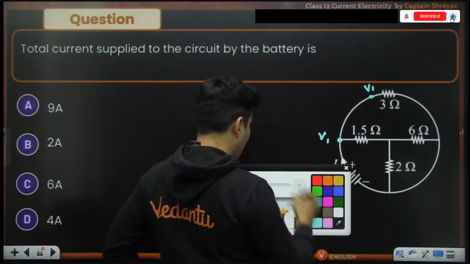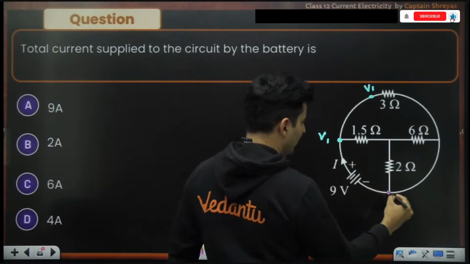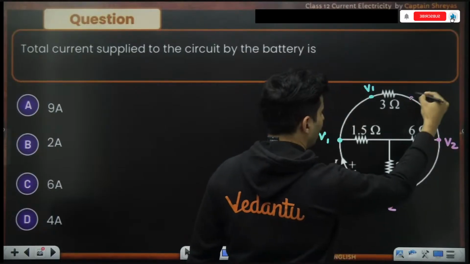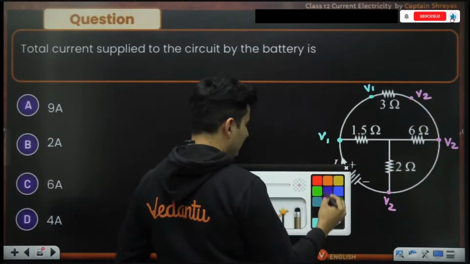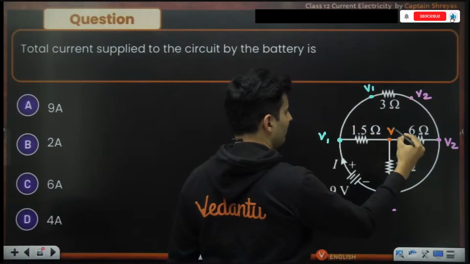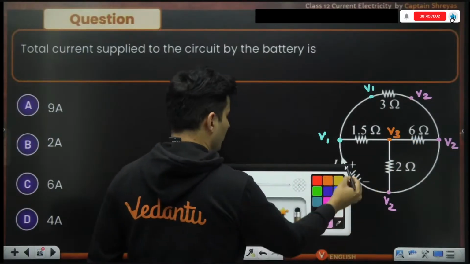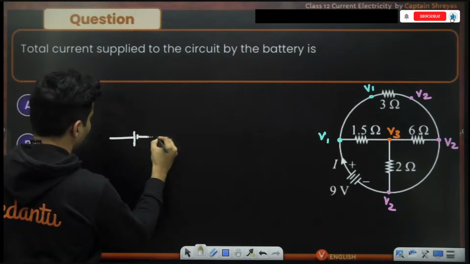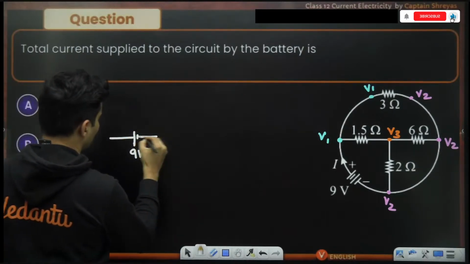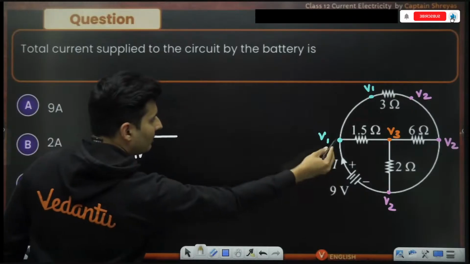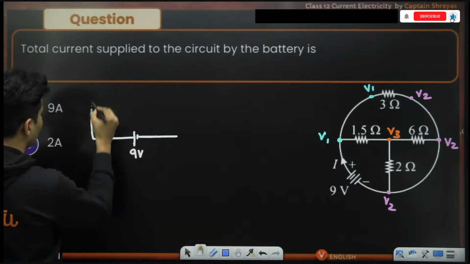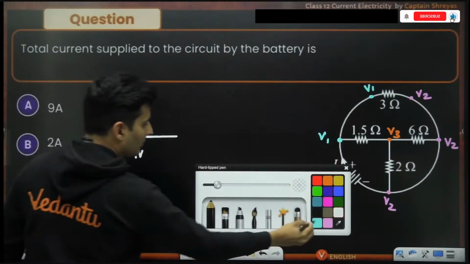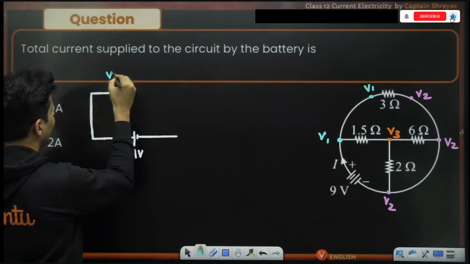Then let me take this point as V2 voltage. Same thing is there till here and here also. And there is some resistor in between, so this will be something else. So technically, if I show that battery of 9 volts, that positive terminal is first of all going to V1.